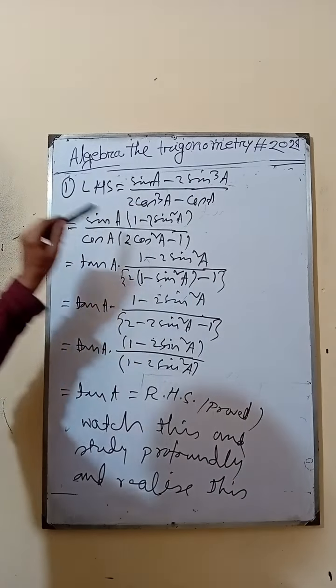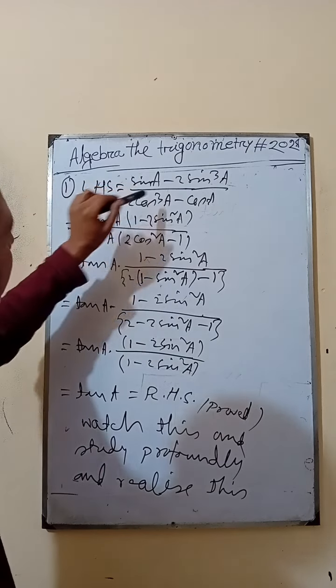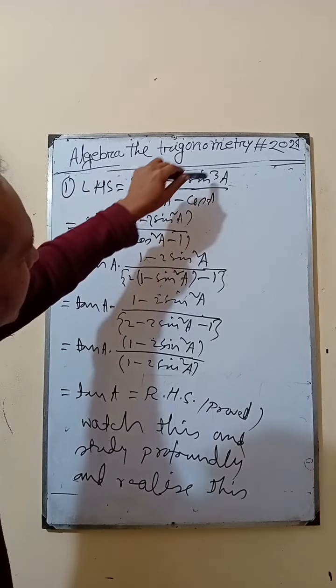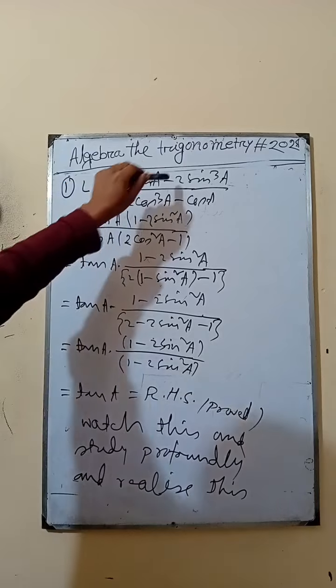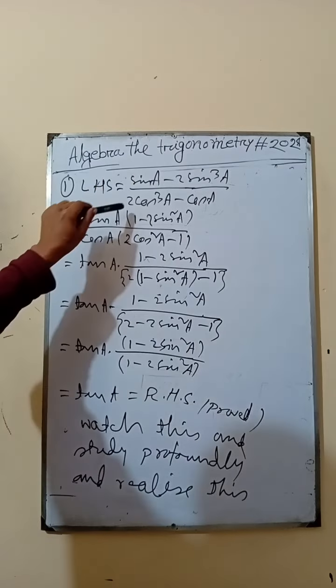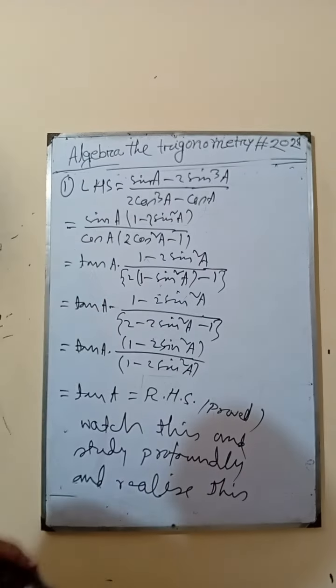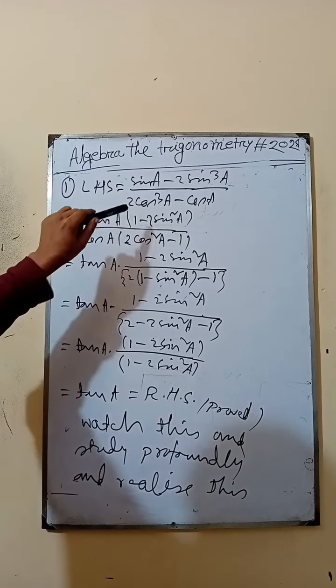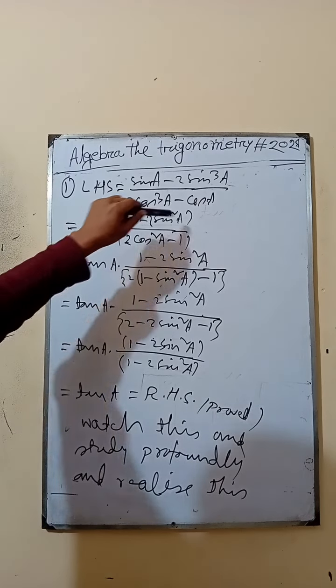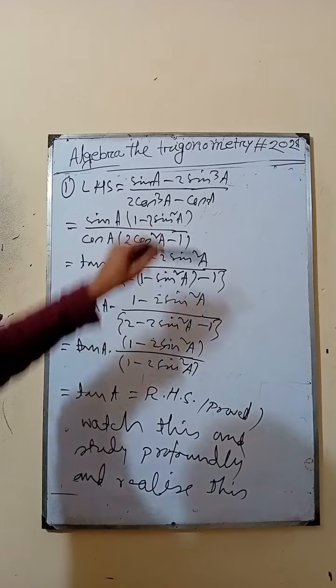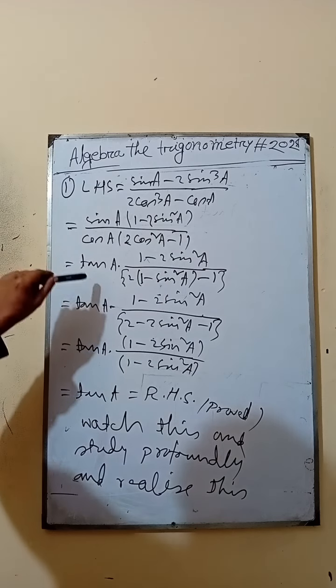Algebra trigonometry. LHS: tan a = (sin a - 2 sin cube a) / (2 cos cube a - cos a). Taking common: sin a (1 - 2 sin square a) over cos a (2 cos square a - 1). Sin a over cos a is tan a.